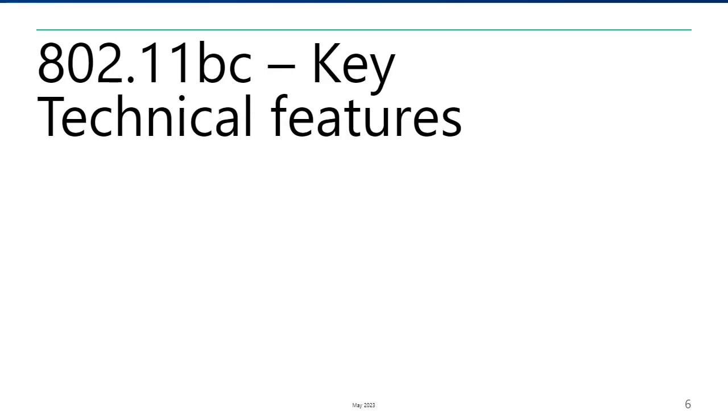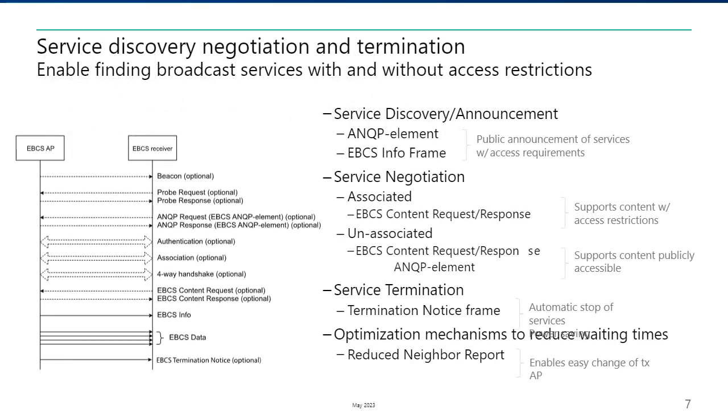So with all of that, what did 11BC in particular work on? What are the key features that you will see in the upcoming next amendment of the Wi-Fi standard? Well, obviously, one of the most important features is to detect that there is a feature and a service available. So we provide service discovery, negotiation, and termination, which enables the station to find available broadcast services that can be received with or without access restrictions.